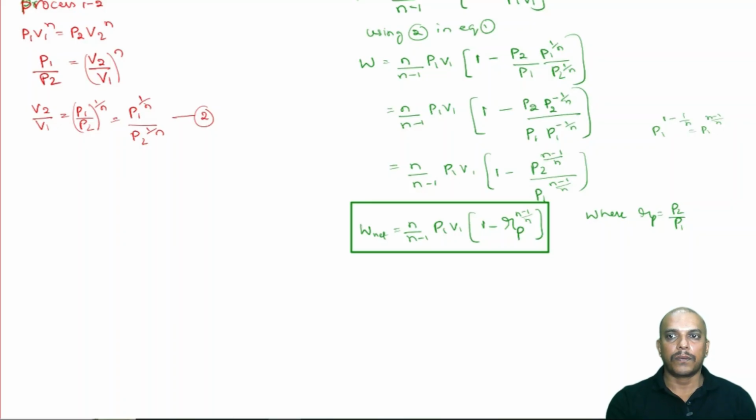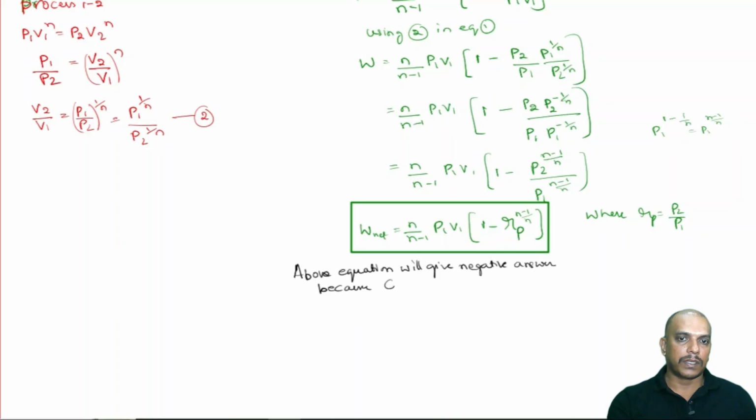Now, this equation will be negative. Why? Because a compressor is a power absorbing device. The above equation will give a negative answer because all we have used is work transfer equations. So, because a compressor is a work absorbing device.